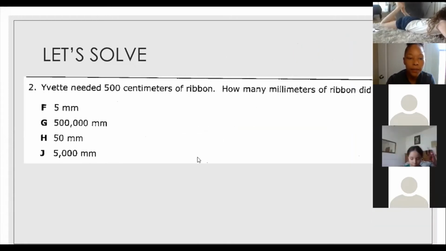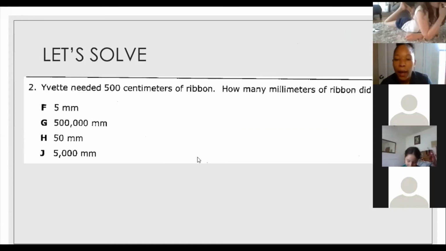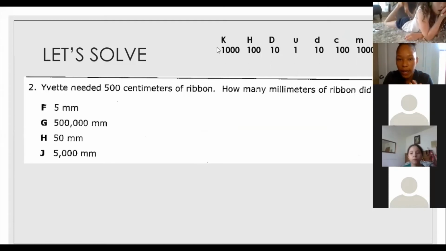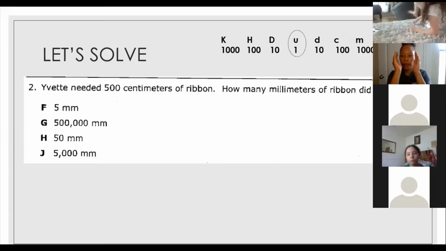All right, our next problem says Yvette needed 500 centimeters of ribbon. How many millimeters of ribbon did she need? Once again, I want you to go ahead and write out your King Hector doesn't usually drink chocolate milk chart and put a circle around your unit. That's going to always help us remember that those are where our meters, liters, and grams are.